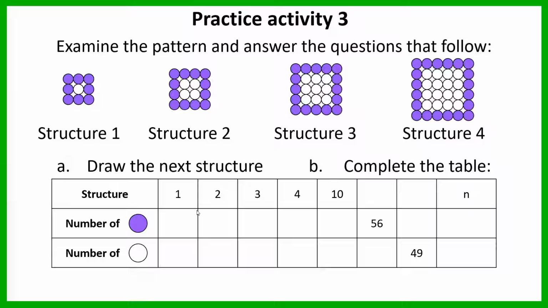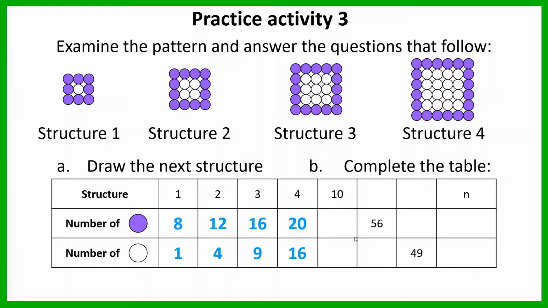Then you need to complete the table. So in the table, the first block you have over here is the number of purple dots in structure 1. Okay, so over here there are 8 purple dots in structure 1, and the number of white dots in structure 1 is 1. There is 1 white dot. Okay, now let's go on to structure 2. The number of purple dots in structure 2 is 12, and the number of white dots is 4. Then in structure 3, the number of purple dots is 16, and the number of white dots is 9. And then the one that we added over here, the number of purple dots is 20, and the number of white dots is 16. Okay, so that's what you should have got for those blocks.